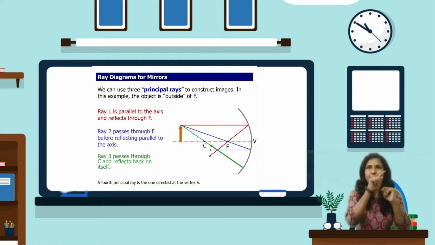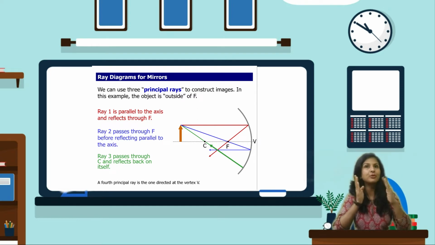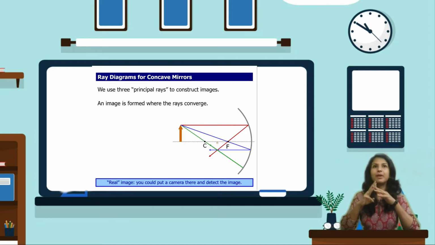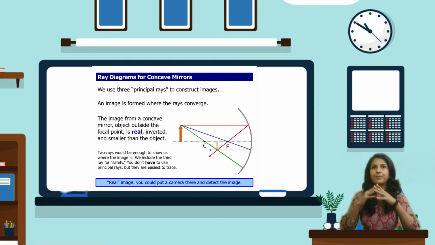Ray 1 is parallel to the axis and reflects through F. Ray 2 passes through F before reflecting parallel to the axis. Ray 3 passes through C and reflects back on itself. We use three principal rays to construct images. An image is formed where the rays converge.